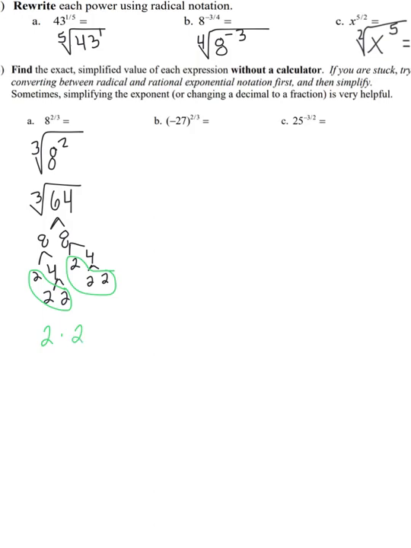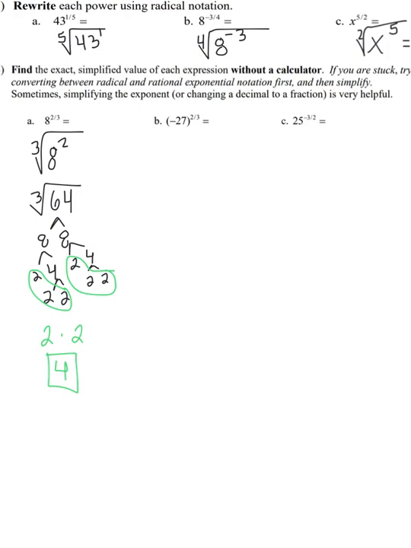again, to represent our final answer, 2 times 2, I would say 4 for a final answer. So that would be a way to evaluate the expression without using a calculator. Sure, I could type in 8 to the 2/3 and get the answer of 4, but if they ask me to not use a calculator, converting to the radicals is the way to go.